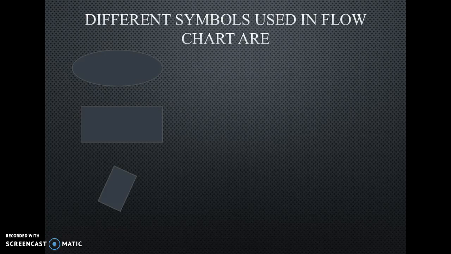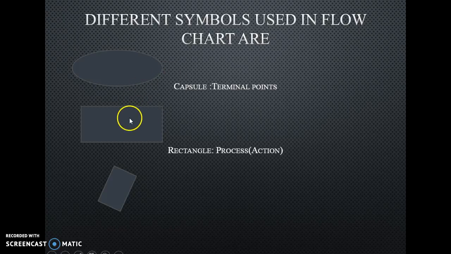So let us get to know the different symbols which will be helpful in drawing a flowchart. The first one is a capsule shaped symbol which you are seeing here. This symbol is used for determining the terminal points. Terminal points means what? Starting or end points. The second shape is the rectangle, which is used for indicating the process and actions. The next one is the diamond shape. These are the decision points from where we will observe many decision paths coming out.